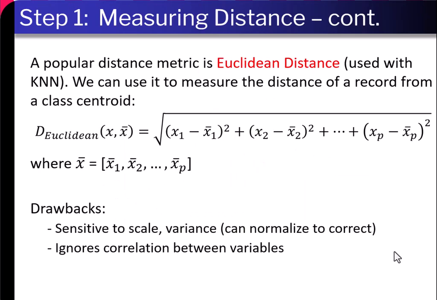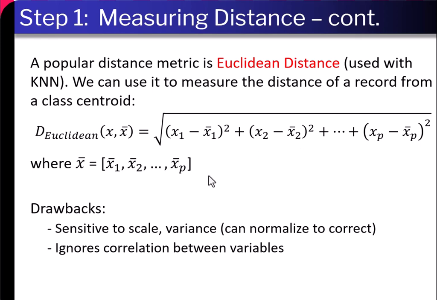Okay, so a popular distance metric is Euclidean distance. We use this with k-nearest neighbors method, so we can use it to measure the distance of a record from a class centroid. Basically, x1 bar is the mean of first predictor, say income. x2 bar is the mean of the second predictor, say balance. In my example, there are only x1 bar and x2 bar. But it might be the case that we might have p predictors.